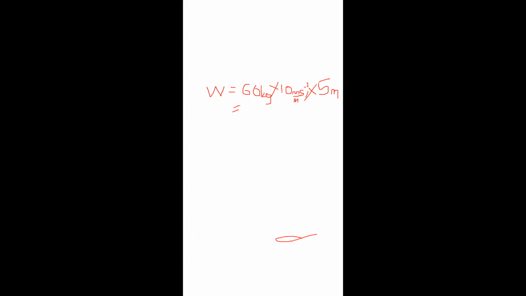Okay, 60 times 10 times 5. That will give me 30, then plus this. Gives me 3,000. Yes, 3,000 joules. Okay, joules. I think it gives me 3,000 joules because I'm calculating the work done.